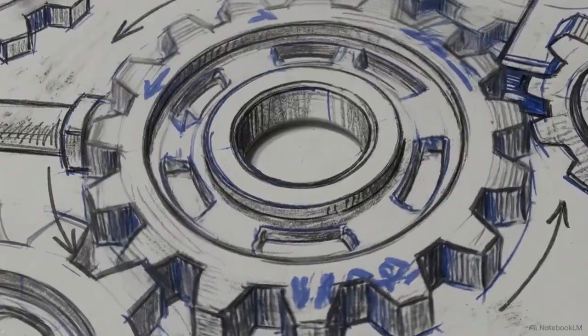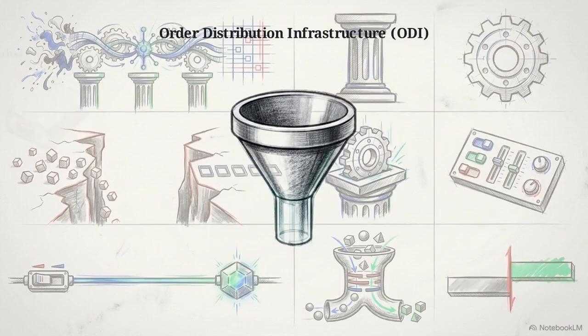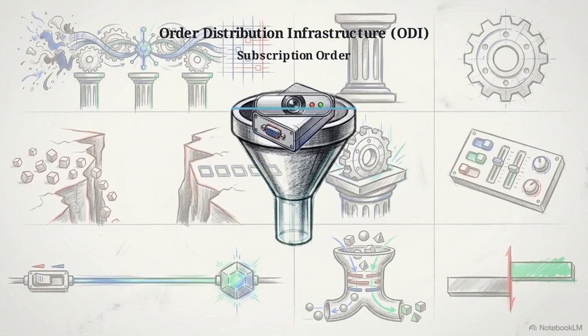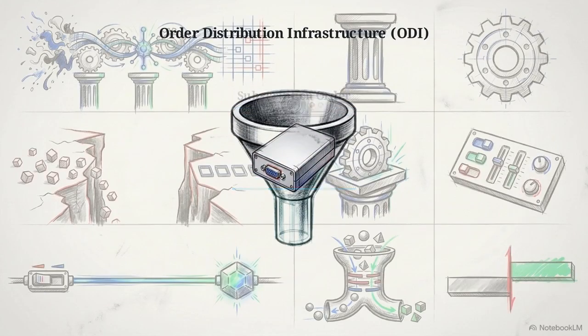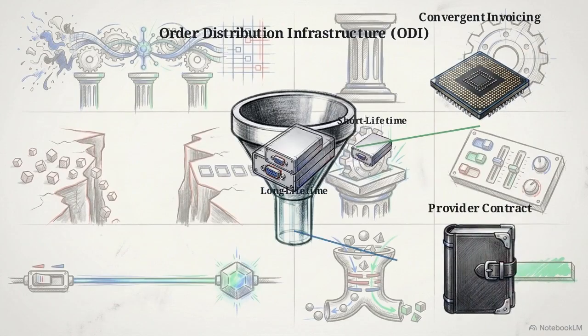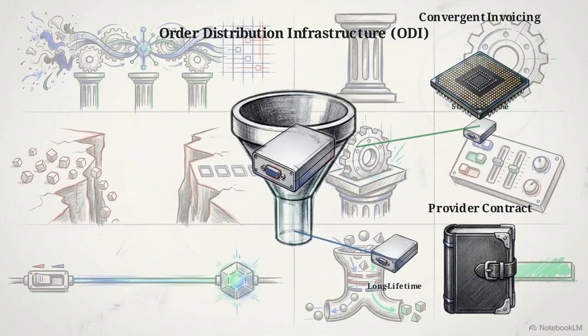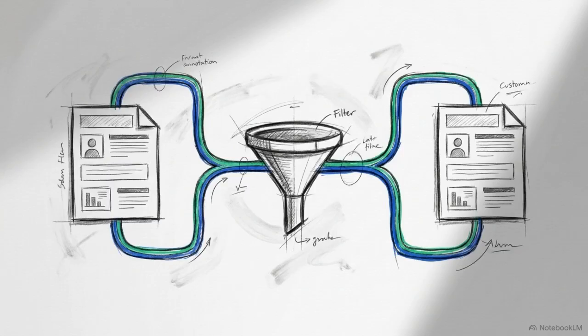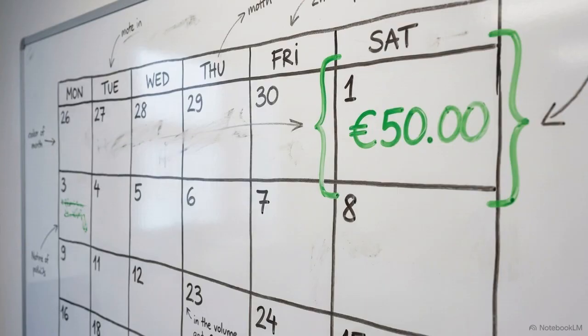automated back-end rating logic. When released, the subscription order enters the Order Distribution Infrastructure, or ODI. This acts as a technical filter, sorting items based on lifecycle. Short lifetime items, like one-time activation fees, bypass the contract and go directly into convergent invoicing. Long lifetime services pass through to generate the provider contract in both FICA and convergent charging. For items with recurring fees, the ODI ensures a dependent billing plan is established in convergent invoicing, which holds the billing cycle and payment amount.